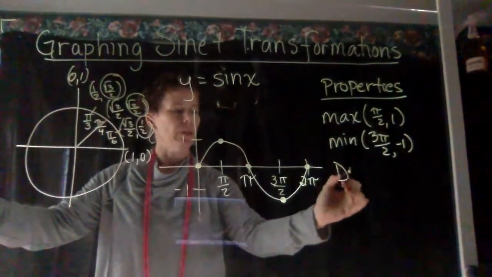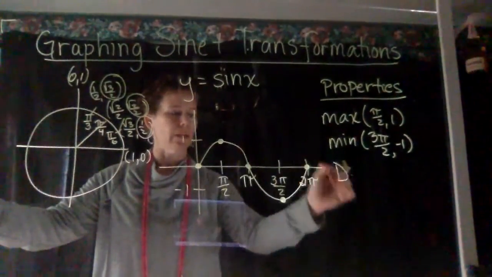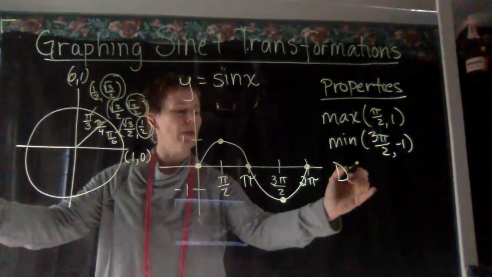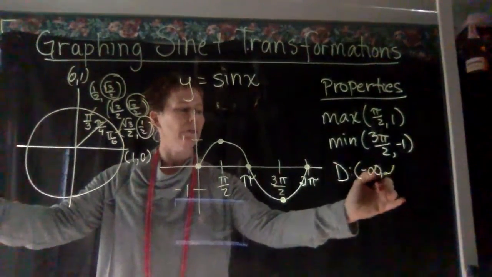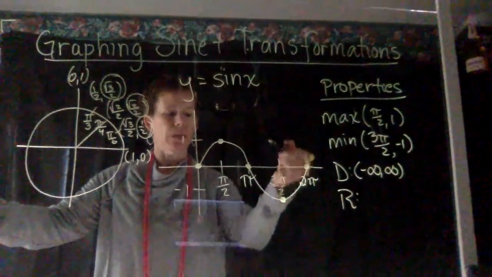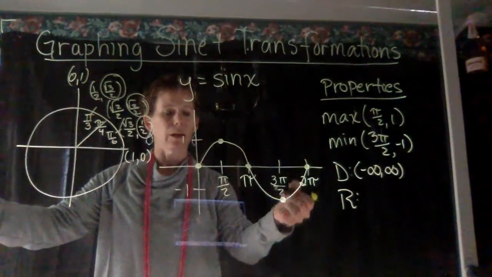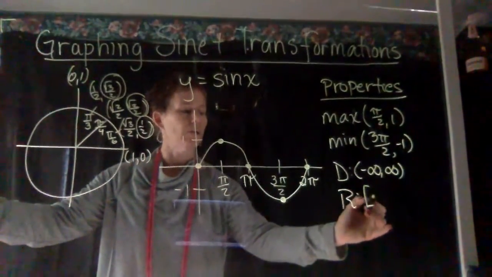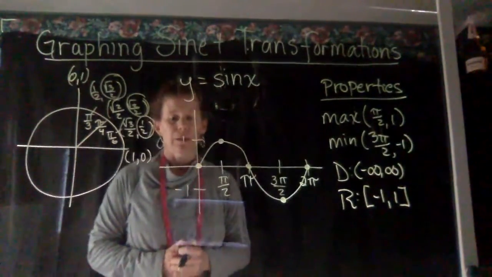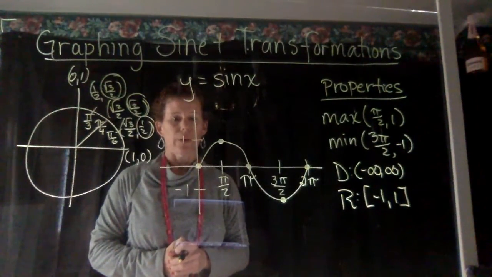My domain, using interval notation, we just said that it would be going on forever in both directions, so x can be all real numbers, so that would be negative infinity to positive infinity. My range is going to be from negative 1 to positive 1, both included, so I am going to do a hard bracket on both. So that's how you can graph sine using your 5 key points.